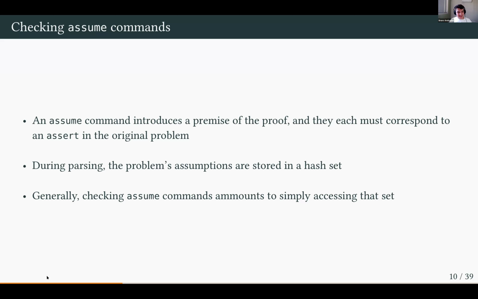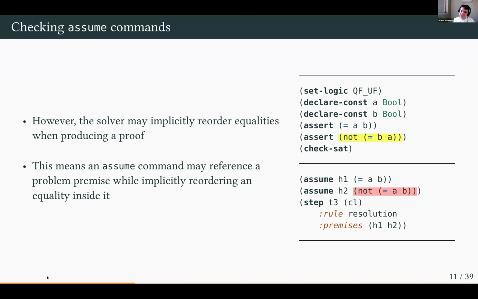So far, so good. The problem is that one of the properties of the ELETH format is that the solver is allowed to implicitly reorder equalities when it's producing a proof. So here on the right, we have an example of this. This is an SMT-lib problem that has the assertion that B is not equal to A. And then in the ELETH proof, the solver decided to change this assertion into A is not equal to B. And of course, semantically, these two terms are obviously the same, but they are not syntactically equal. So the checking procedure we mentioned earlier is not going to work for this.